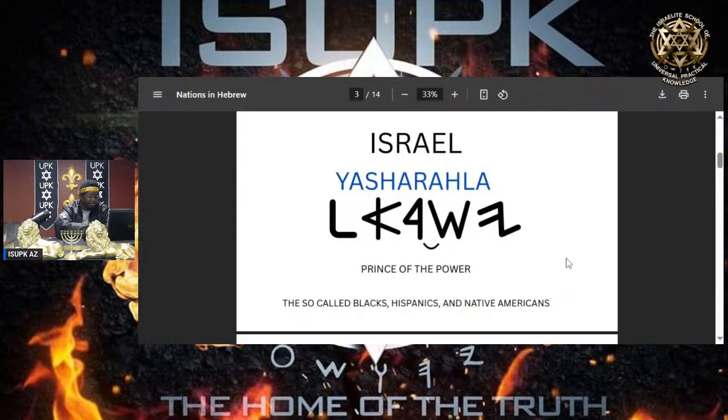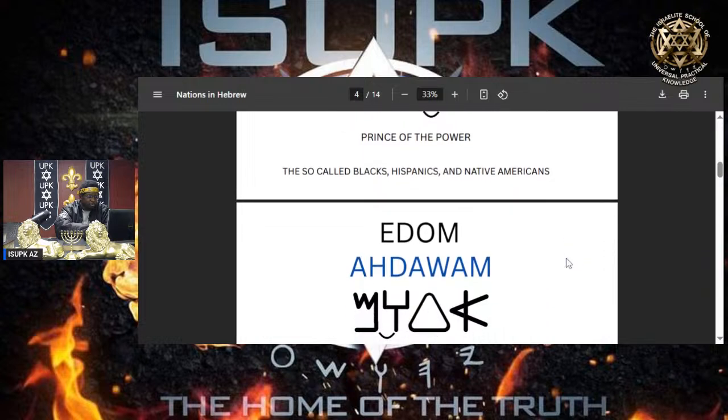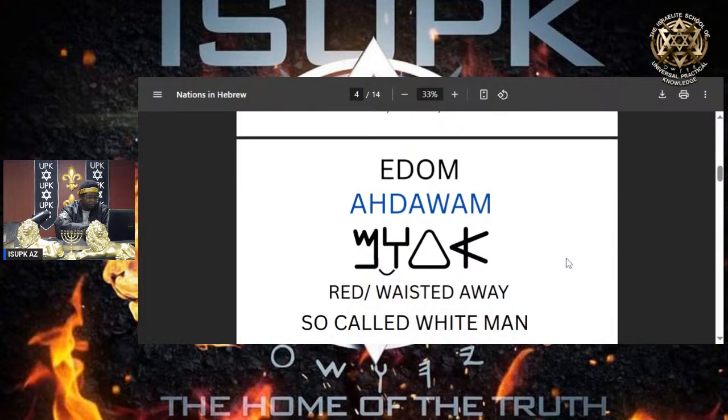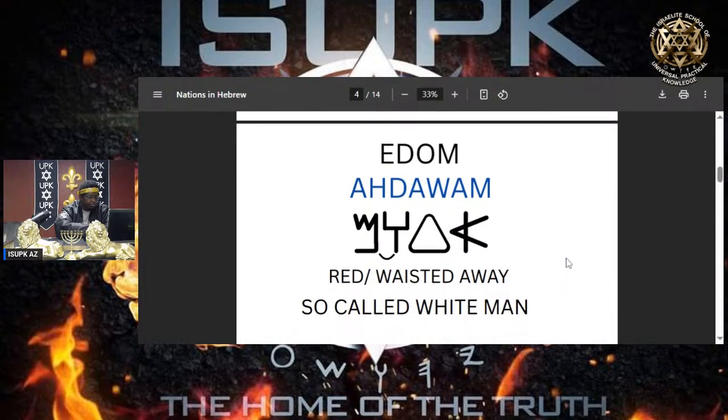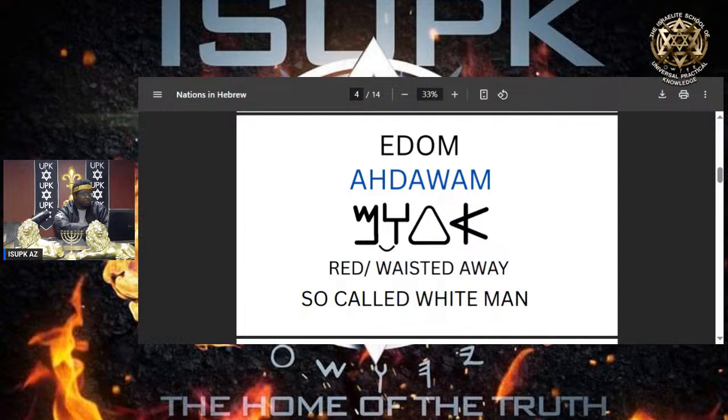All right. So next up, we have Edom. Edom is how you say it in the Hebrew. If you don't know, everything that's in Hebrew is highlighted. Their names are highlighted in blue. So Adawam is Edom in the Hebrew.